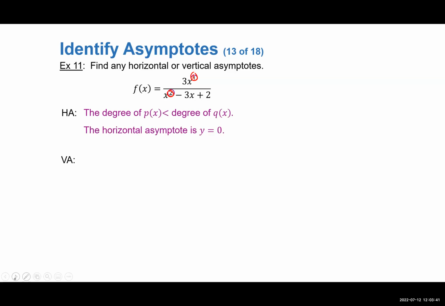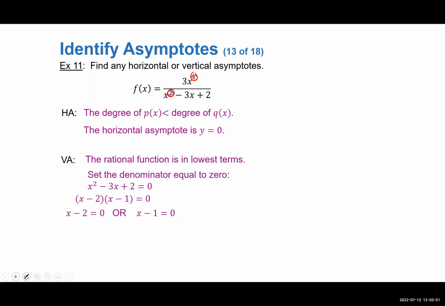For the vertical asymptote, we see if everything is simplified, and it is. So we're going to take that bottom, set it equal to 0, and solve. Again, you could factor. In factoring, you're taking the 2 at the top and the 3 from the middle and saying what 2 numbers multiply to equal 2, but add to equal -3. That's -2 and -1. And then we solve. x cannot be 2 or x cannot be 1. Those are our vertical asymptotes.